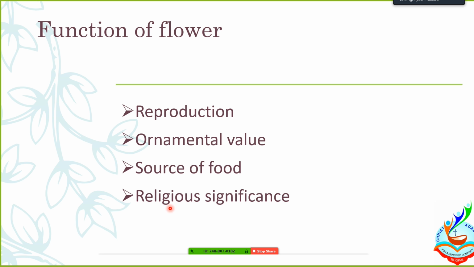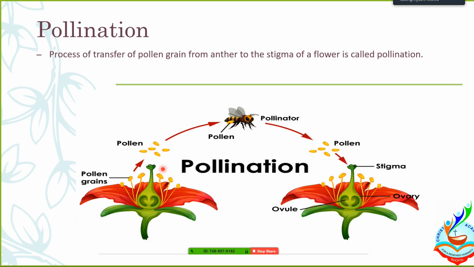Fourth, flowers are used for worship. Flowers are also used for worship. So these were the four functions. First one is reproduction, then ornamental value, then source of food, then religious significance.